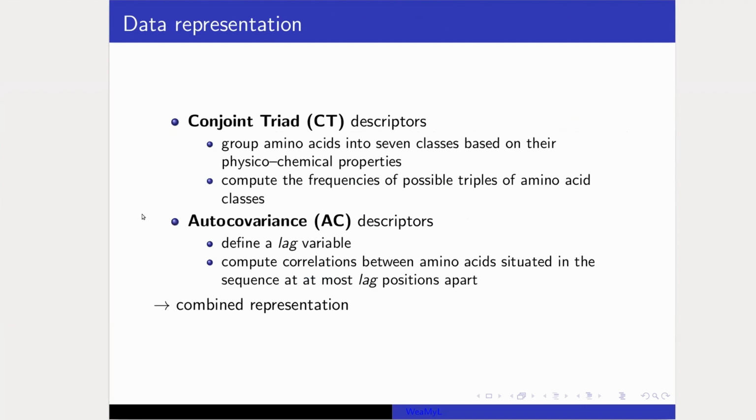The way in which we represented protein data was using two widely used representations from the literature that aim to capture both physical-chemical properties of the amino acids in the sequence, but also to capture some sense of the sequential nature of the sequences by computing some correlations between amino acids situated at some distance in the protein sequence. And in order to get the best of both worlds, we combine these two representations by a simple concatenation, and in this way we obtain a protein representation.